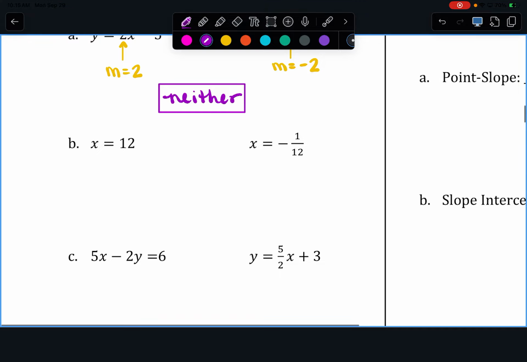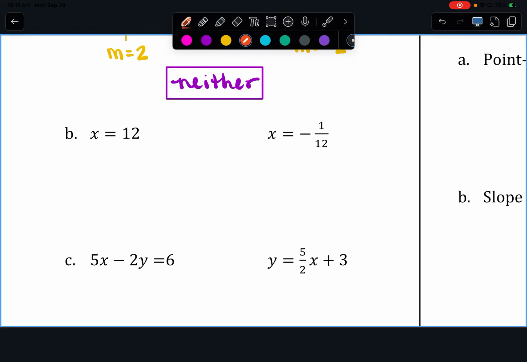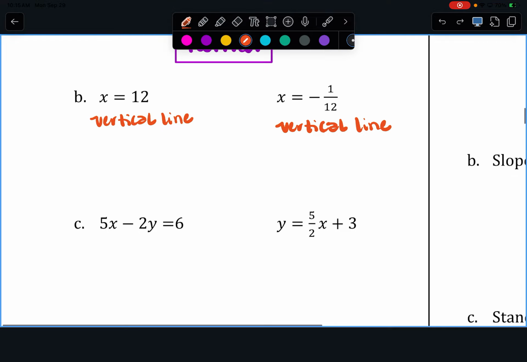All right, letter B, x equals 12. Well, I need to remember that anything that says x equals a number means it only crosses the x-axis. So right away, I know this is a vertical line, which has an undefined slope. And x equals -1/12, he's also a vertical line. He's just crossing at -1/12. Now, they're trying to be tricky here, because these are technically opposite reciprocals of one another, but those aren't slopes because vertical lines don't have slopes. So this is a vertical line with another vertical line. So these are parallel. Don't fall for the trickery.